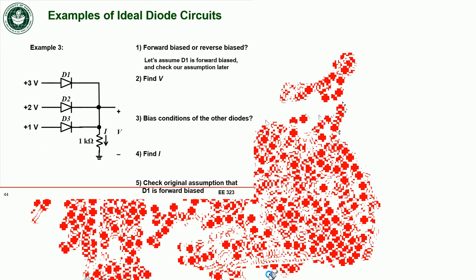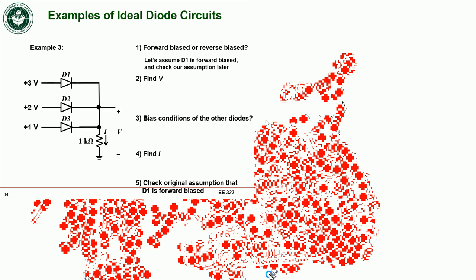Okay, so now we want to use the ideal diode to figure out what's going on in this circuit. The first question is the same as before: are the diodes in forward bias or reverse bias? This time I'm going to tell you the assumption. Let's assume that diode D1 is forward bias, and we'll check that later. We'll operate off of that assumption or guess in the beginning, and then we'll solve the circuit and check to see if that worked.